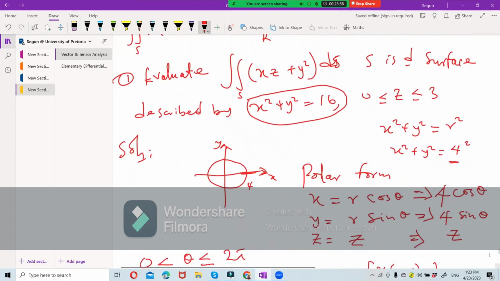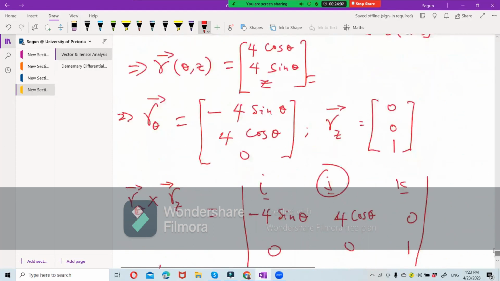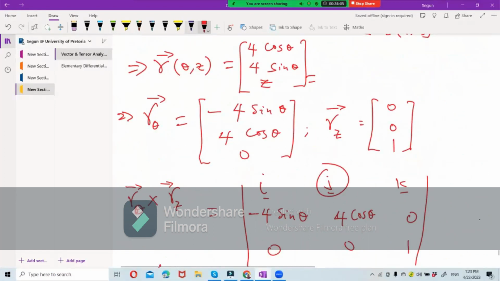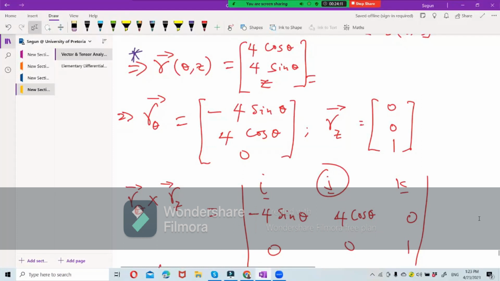So we have the R. Here we have this. We have R, factor R to be theta, comma, Z. And we know that this is 4 cos theta, this is our X, this is our Y, this is our Z. Now, the next thing is to use partial derivative.